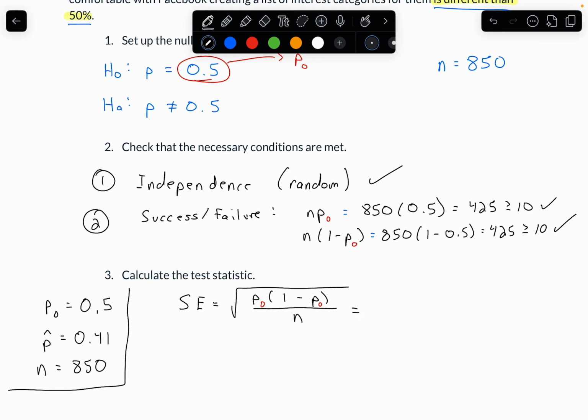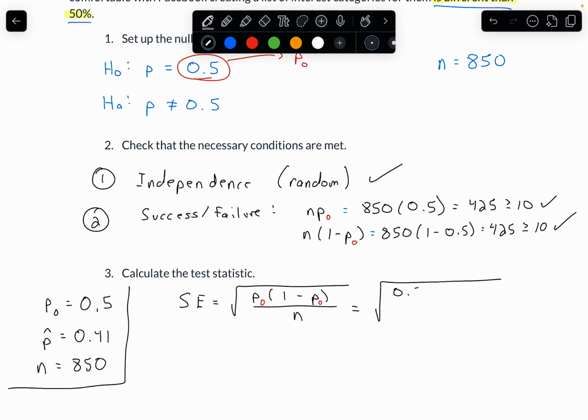So if we plug in these values, I've got the square root of P naught, which is 0.5, times 1 minus 0.5 divided by my sample size N, which is 850. We want to be careful here because it is easy to make a mistake in our calculator. But if I divide this out, I end up with 0.0171. I'm going to go ahead and round to 4 decimal places here. So there's my standard error.